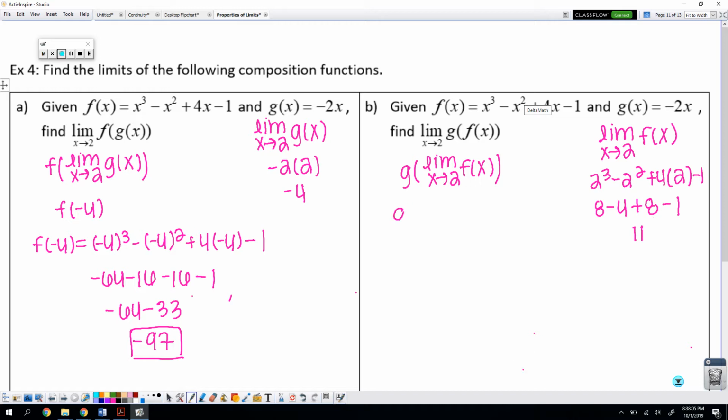So we're going to do g of 11. G of 11 equals negative 2 times 11 equals negative 22. Wonderful. Okay?